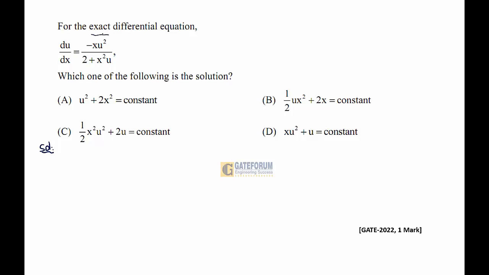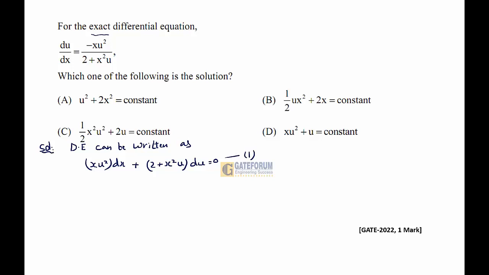Okay. So the given differential equation can be written, just by taking cross multiplication, as (x u square) into dx plus (2 plus x square) into u du is equal to 0. This is equation 1. Okay.